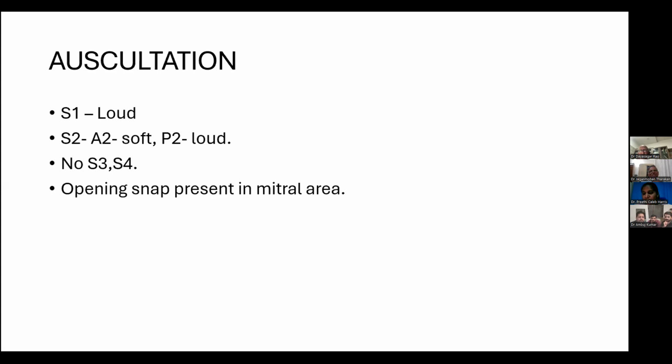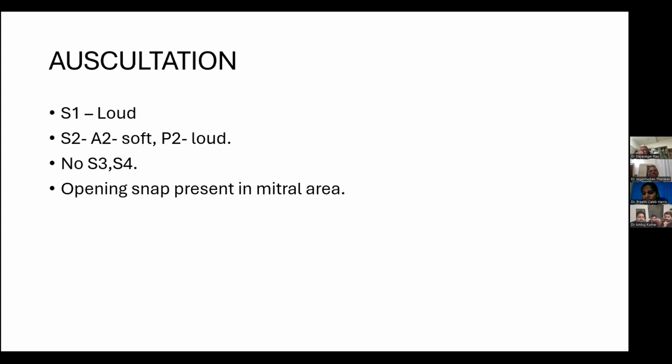Coming to the murmurs. Mitral area, a low-pitched, rumbling, long mid-diastolic murmur of grade 4 with pre-systolic accentuation, best heard with the bell of the stethoscope in the left lateral position. Neo-aortic area, a high-pitched, blowing, early diastolic decrescendo murmur of grade 3, heard in the left third intercostal space close to the sternum, best heard with the diaphragm of the stethoscope on sitting and leaning forward position.